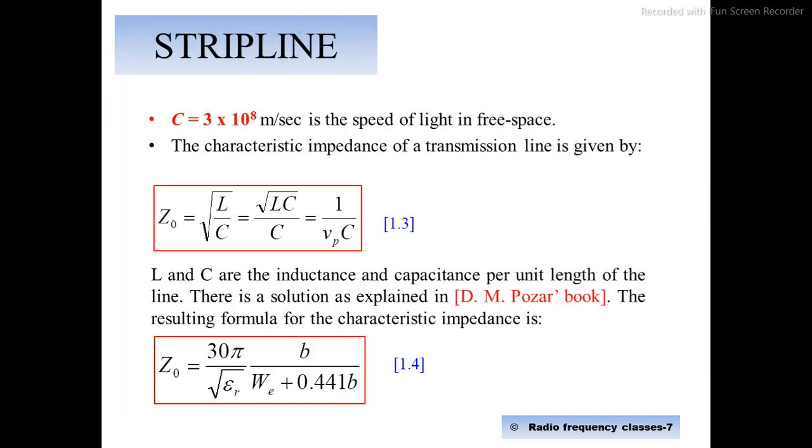Moving further. Strip line has speed of light nearly equal to 3 into 10 power 8 meters per second in free space, but it can be reduced further if you use a different dielectric material. If its dielectric constant is increased, speed can be reduced, and that is nothing but phase velocity.